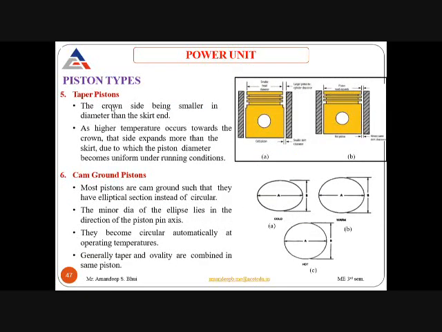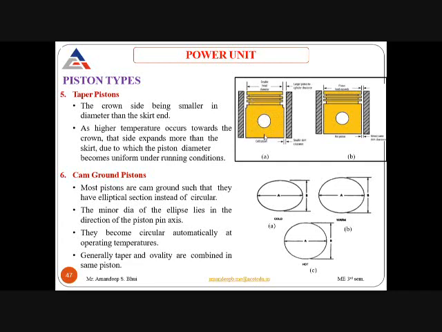Next is your taper pistons. Here the crown side is smaller in diameter than the skirt side. So this first diagram is the diagram of the piston. Its bottom diameter is bigger as compared to the diameter at the top of the piston, so the piston is taper in shape. The clearance at the bottom between the cylinder lining and the piston is small, and at the top this distance is more. This is under cold conditions when the engine is not running. So when the piston is cold, it is taper in shape.